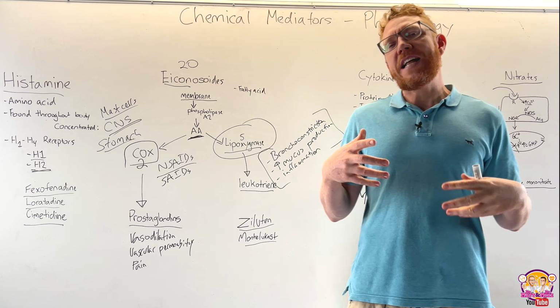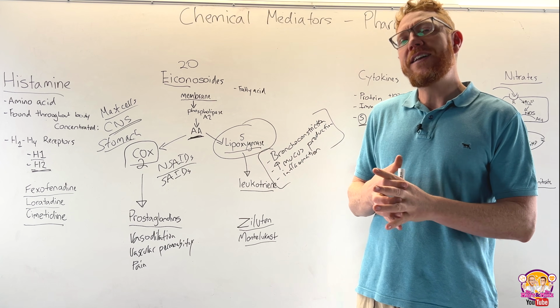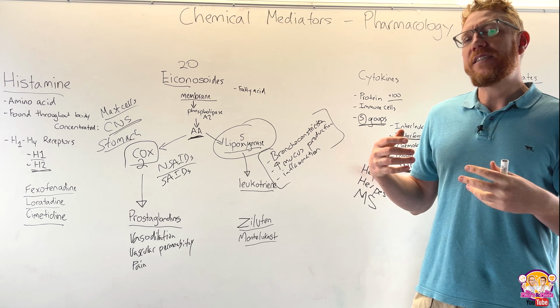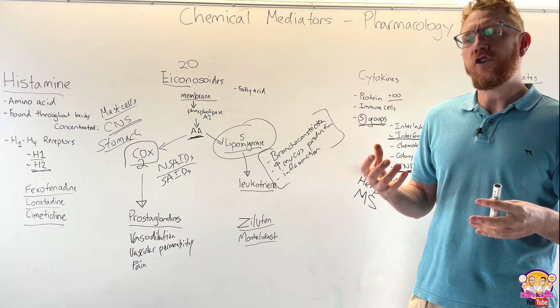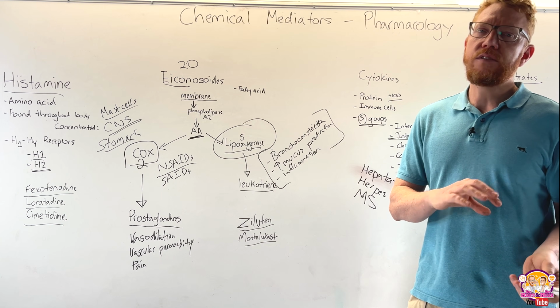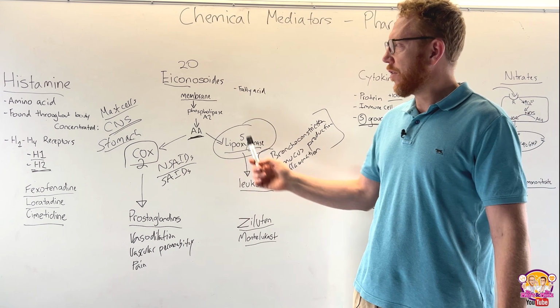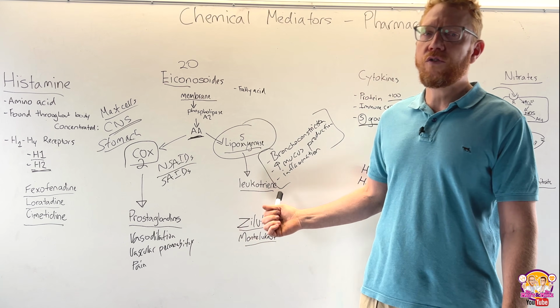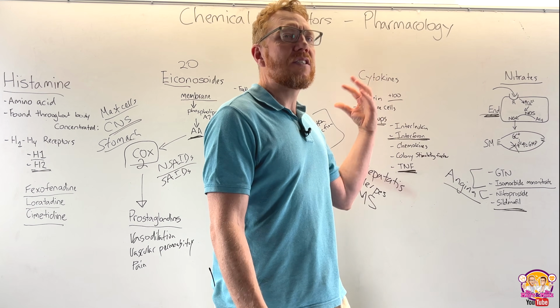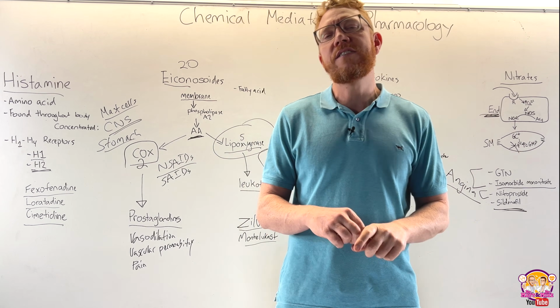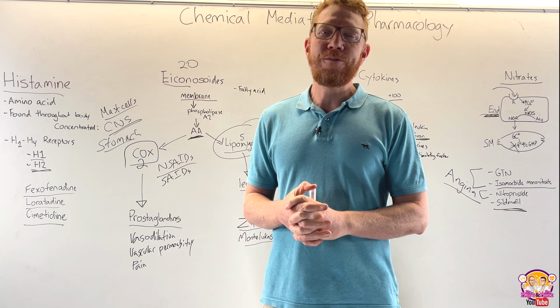So that's it. Those are the local chemical mediators, the most common ones. And that's a list of pharmacological agents that we can utilize in these disease or disorder settings. We've looked at histamines. We've looked at the two types of eicosanoids, being prostaglandins and leukotrienes. We've quickly looked at the cytokines, and then we've finished off with the nitrates. Hopefully that's helped. Thank you, and we'll see you next time.